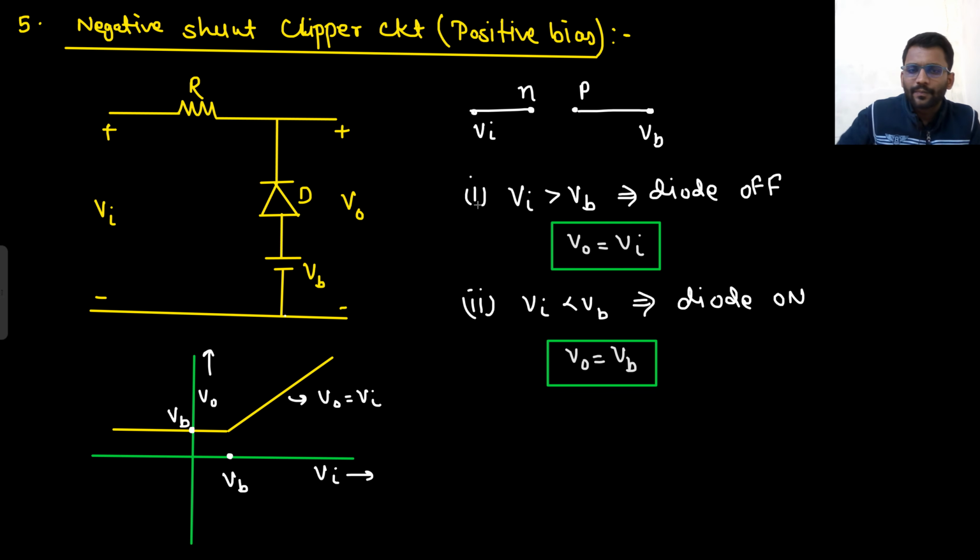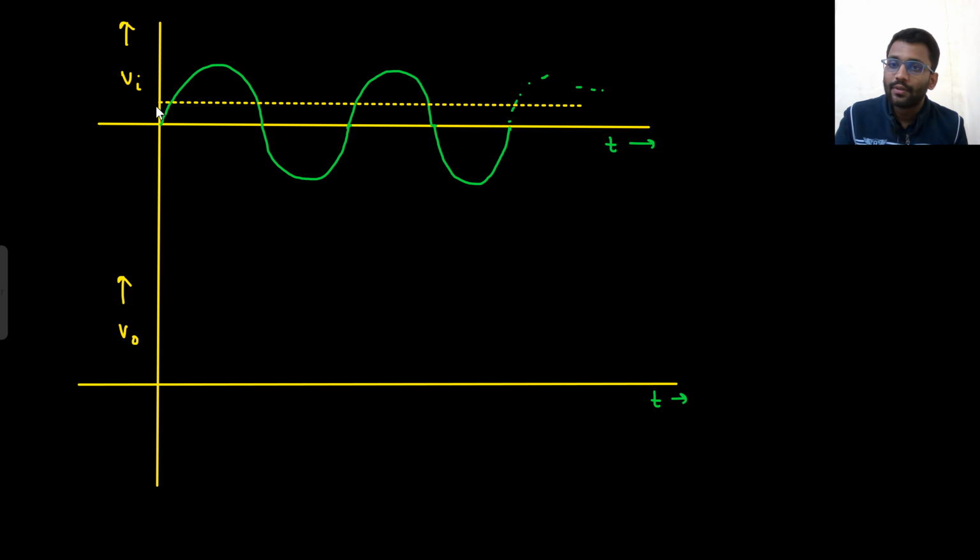So for every value greater than VB, V out is equal to V in. So for less than that, it is always equal to 0. Not 0, it is equal to VB.